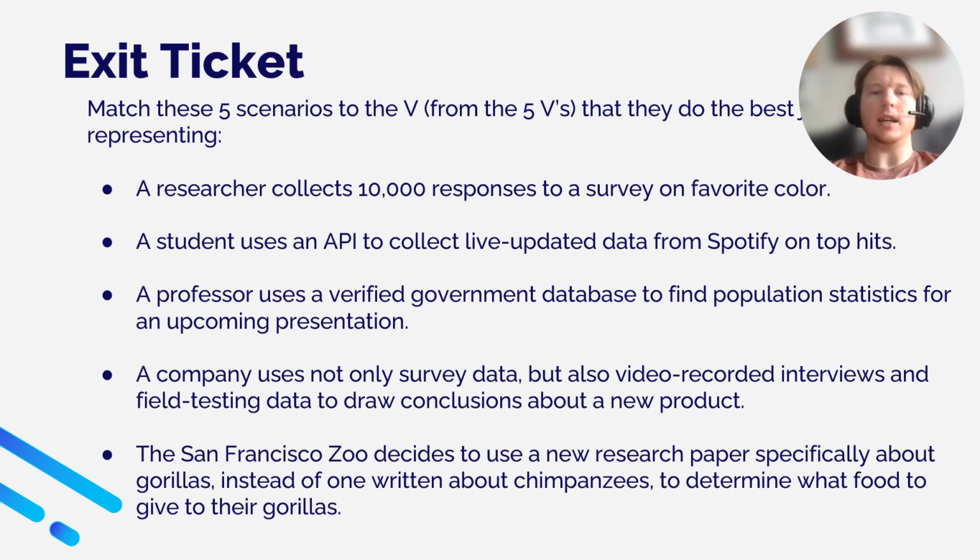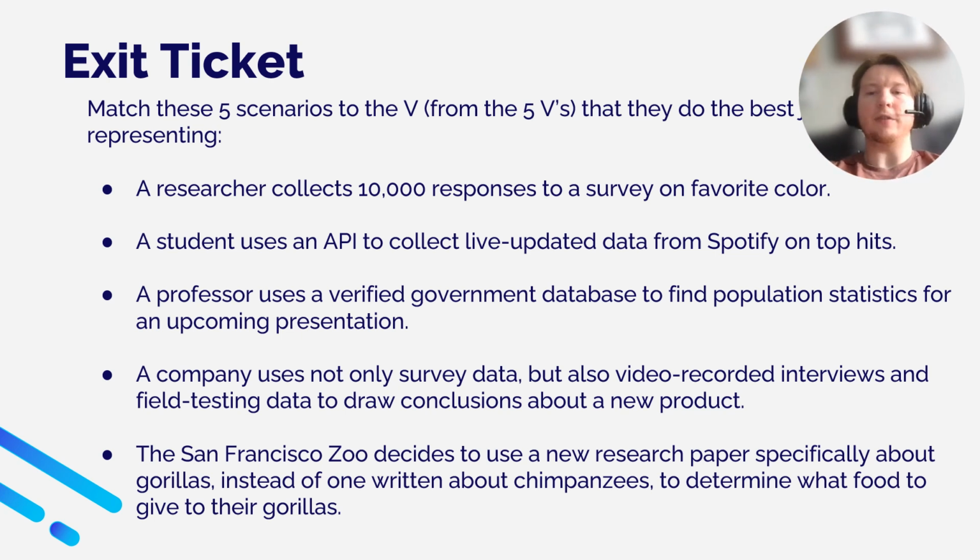Our exit ticket today is matching each of these scenarios to the V from the 5 Vs that they do the best job of representing. So we have a researcher collects 10,000 responses to a survey on favorite color. That is hopefully obviously volume. A student uses an API to collect live updated data. This is a velocity one. We're talking about real-time data.